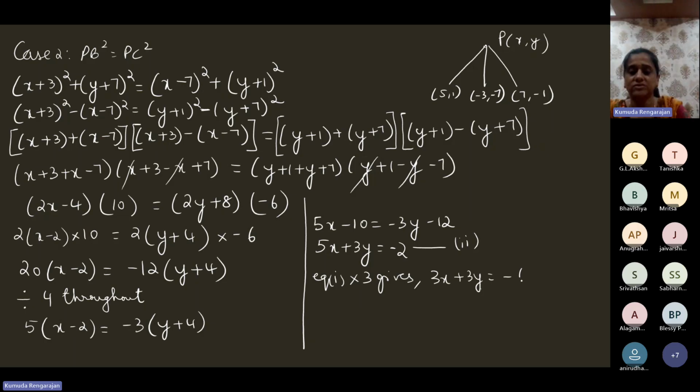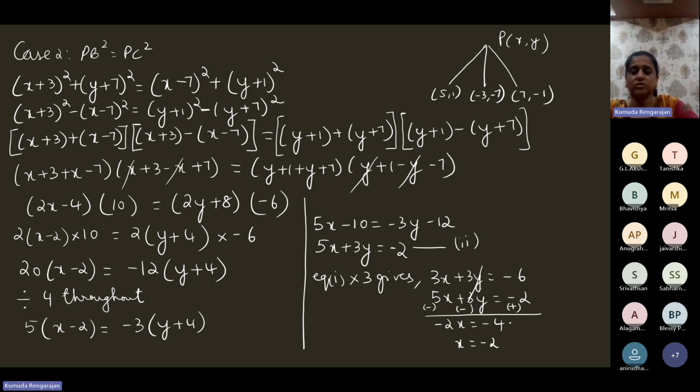is equal to -6. And here 5x, this is the second equation. 5x plus 3y is equal to -2. Change the signs. So 3y minus 3y gets cancelled. Minus 2x is equal to -4. X is equal to -2.